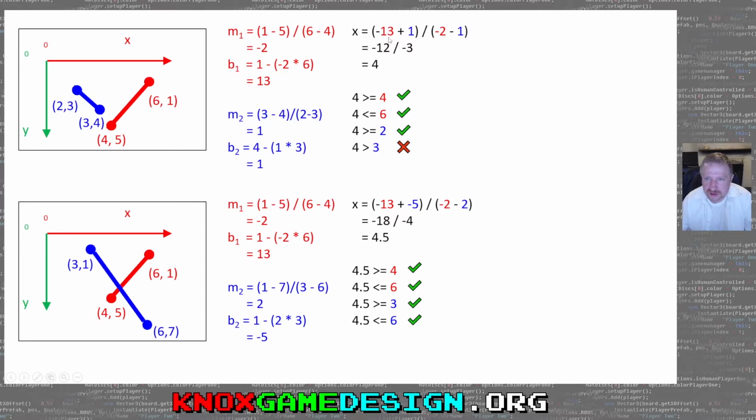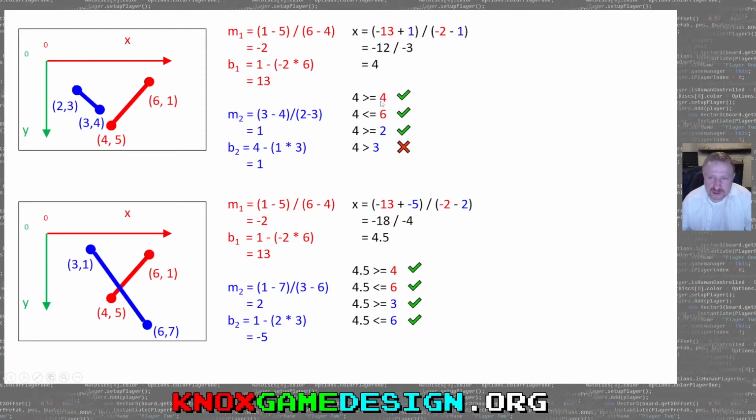So that's basically checking the value of x by plugging in those two values. So we get minus 13 plus 1 divided by minus 2 minus 1. That equals 4. So we know 4 is the x location where these two lines cross. So then we need to see if 4 is a valid x position on both lines.